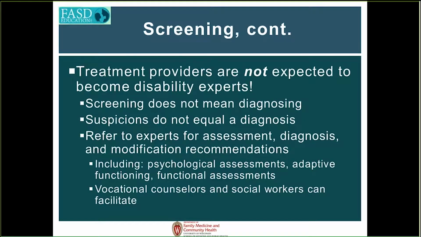So I certainly don't want to suggest that treatment providers have to become disability experts, but we really need to do our due diligence. Screening does not mean diagnosing. Suspicions do not equal a diagnosis. Rather, what we want to go to is a model to refer to experts for assessment, diagnosis, and modification recommendations. So we want to include psychological assessments, look at adaptive functioning, which is really wonderful about the new DSM-5 is they put a lot of weight on adaptive functioning and weighing it as equally as IQ. So it's not so much what the IQ number is, how do they navigate their day-to-day life, and what are they able to accomplish without help and with help. We want to look at more functional assessments, and vocational counselors and social workers in your facilities can facilitate this process.